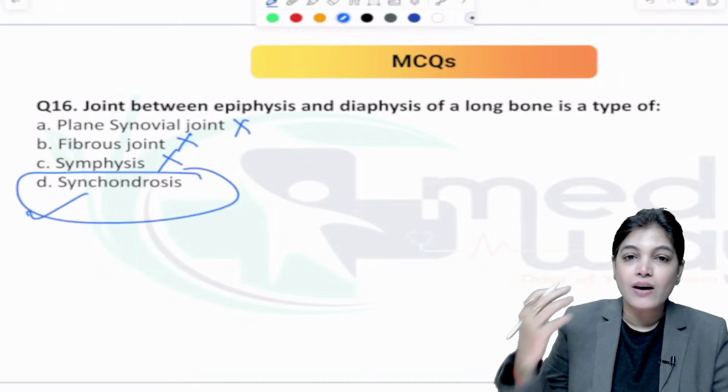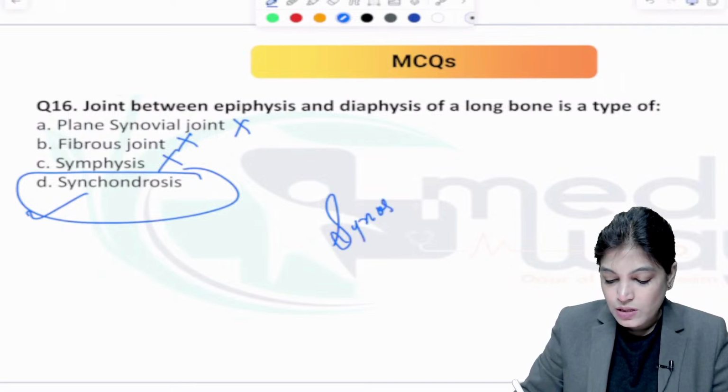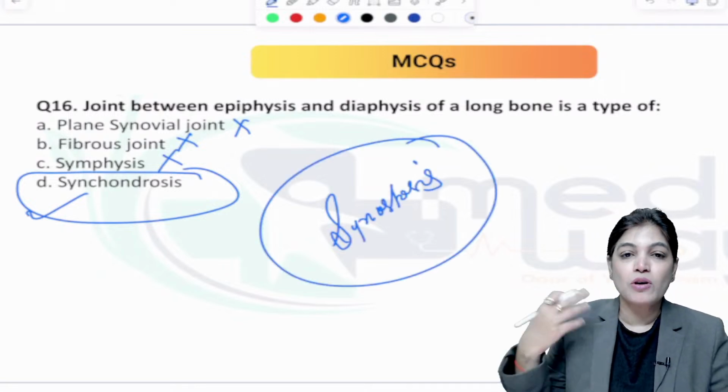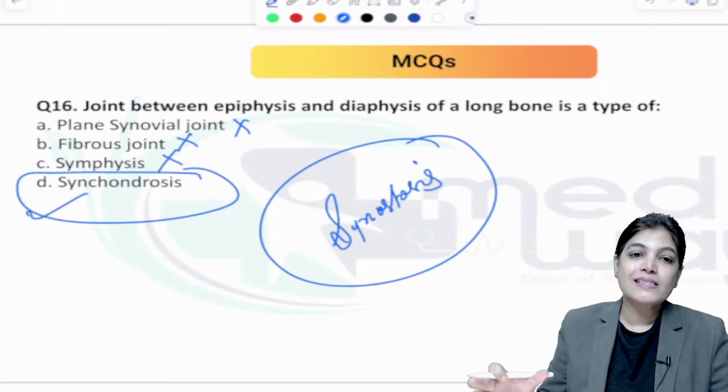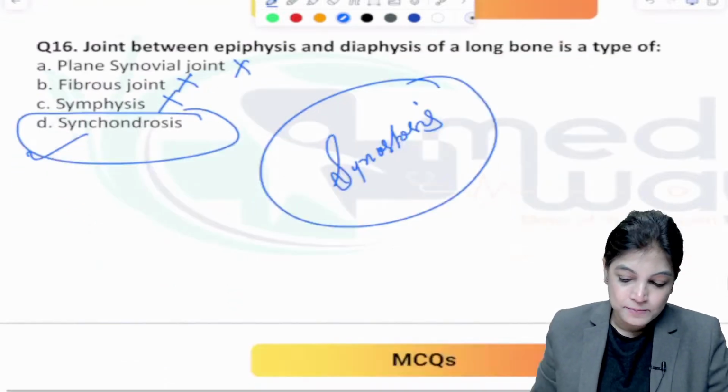Synchondrosis is the right answer. Some students also said synostosis was one of the options. No, this is also not correct because that is bony fusion. So we'll mark synchondrosis as the right answer.